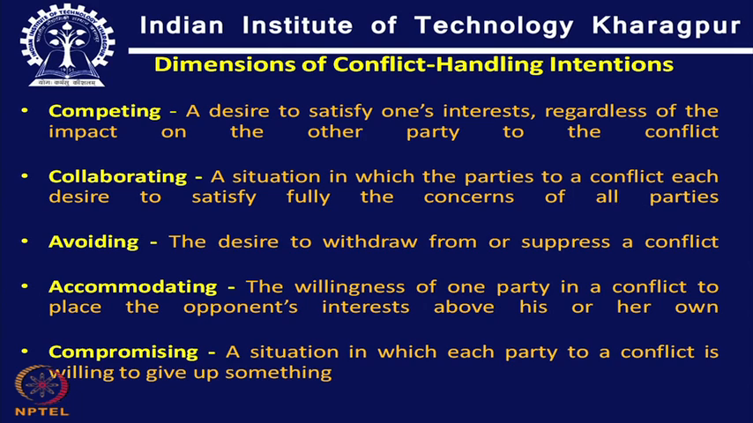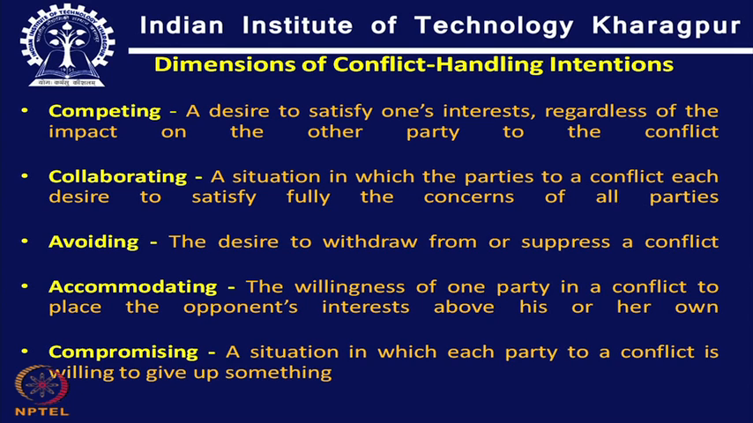So in competing, there is a desire to satisfy one's own needs and interest regardless of the impact on the other party to the conflict. In collaborating, both the parties try to satisfy fully the concerns of all the parties involved. In avoiding, it's a desire to withdraw from or suppress a conflict.